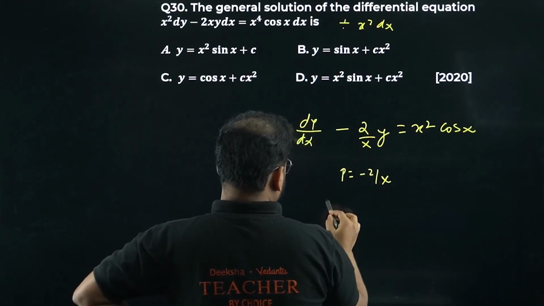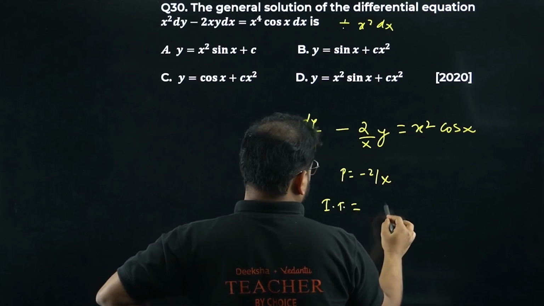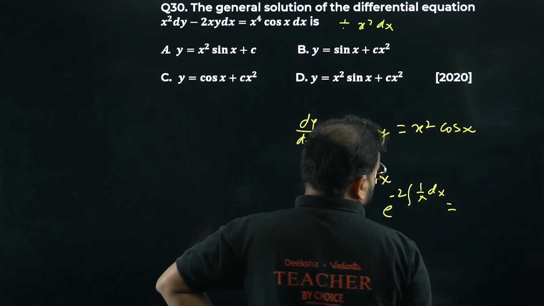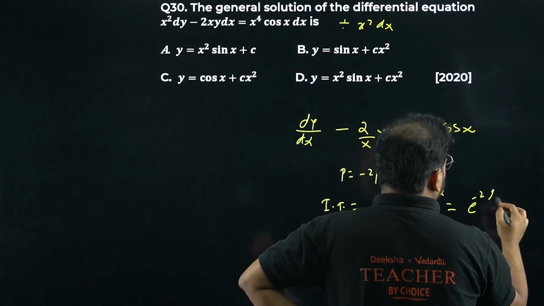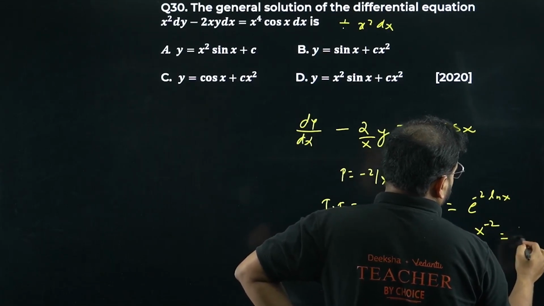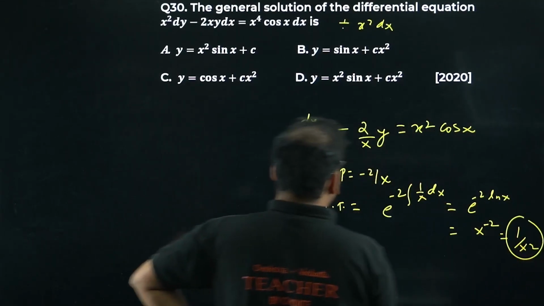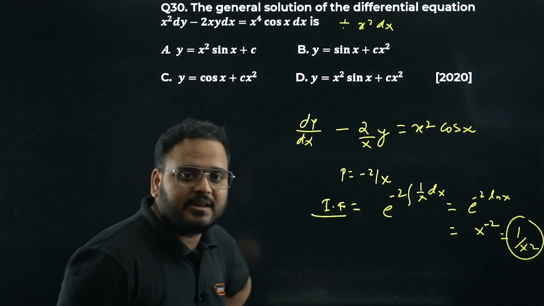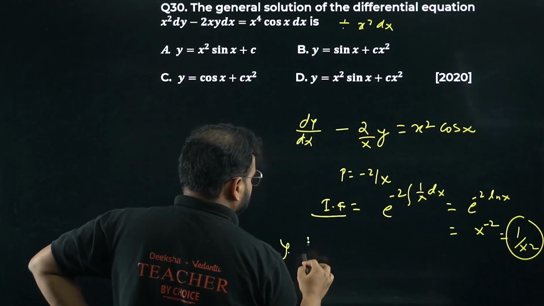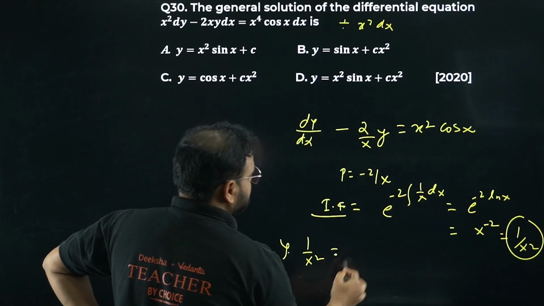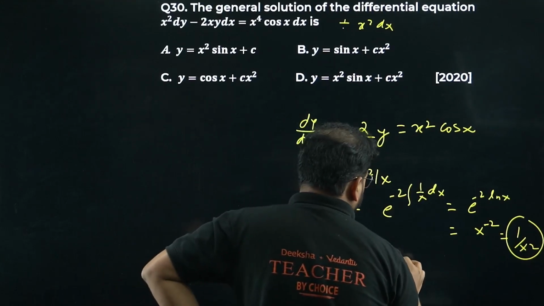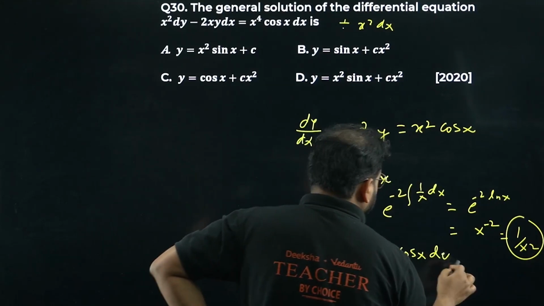So I get the value of integrating factor as e power minus 2 outside, integral of 1 by x dx. I get the same condition. So I have e power minus 2 ln x, so I have x power minus 2. It means 1 upon x square is the value of my integrating factor. So let's find the answer now. I have y times the same value, 1 upon x square, equals integration of 1 by x square times q. Q is x square cos x. Of course dx is there.